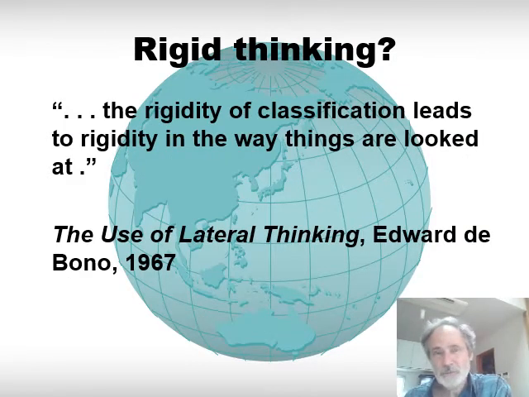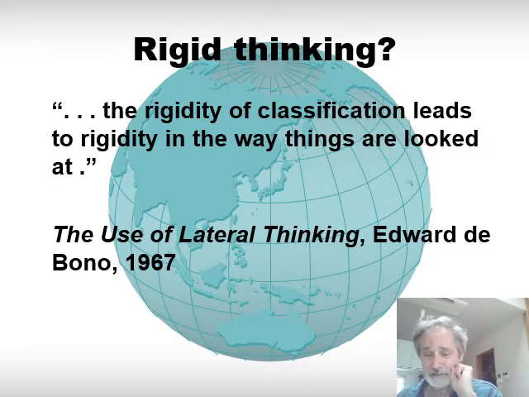One problem with dichotomous thinking is it leads to rigid thinking. Let's read these words written by Edward de Bono. The rigidity of classification leads to rigidity in the way things are looked at. In other words, if you look at the world and you say there's category 1 and there's category 2, and everything in the world we're going to put in category 1 or category 2.